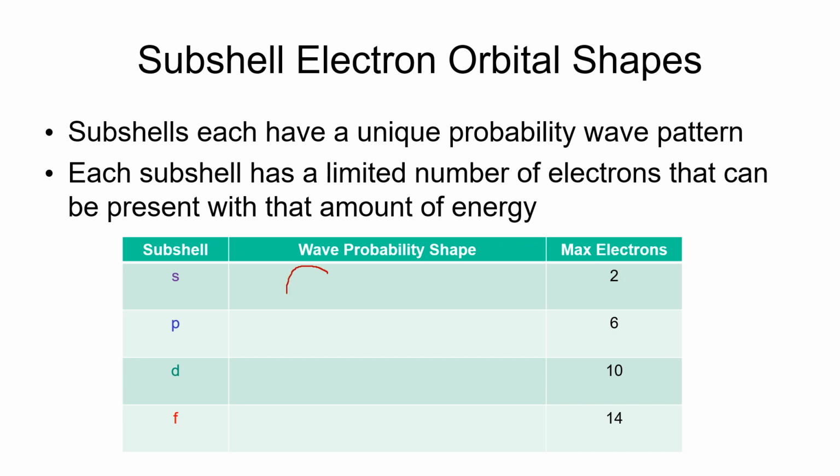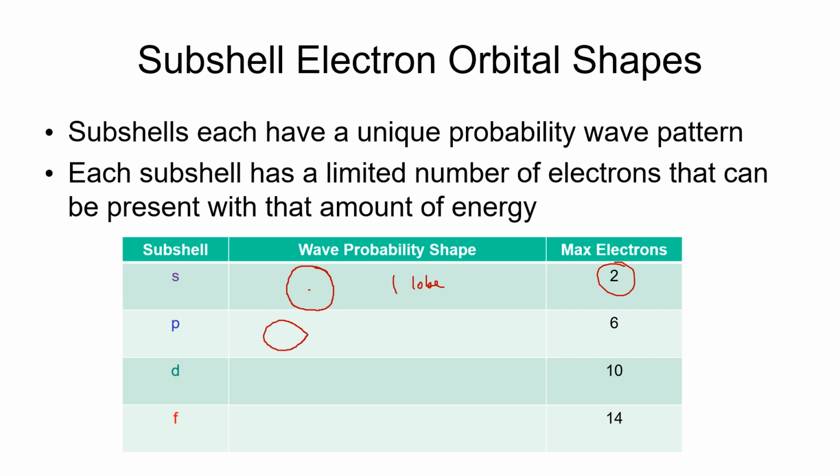The first one is a nice, easy to understand spherical shape. It has 1 lobe. And it contains 2 electrons, well, maximum 2. So you can have 1 or 2 electrons in there with that energy, and takes that nice spherical shape around the nucleus.